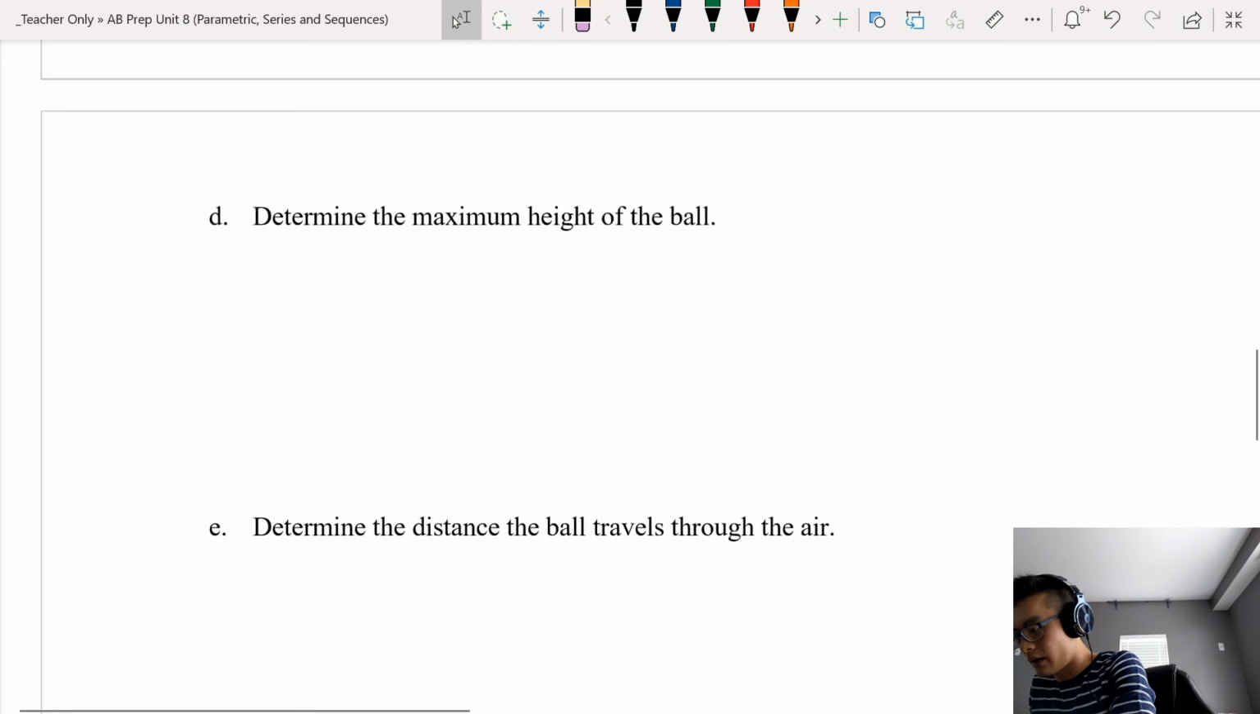Let's keep going. Determine the maximum height of the ball. Well, Mr. Park wasn't reading letter C, but I was foreshadowing what letter D was going to be talking about. So that's the answer there. I already told you guys about that.